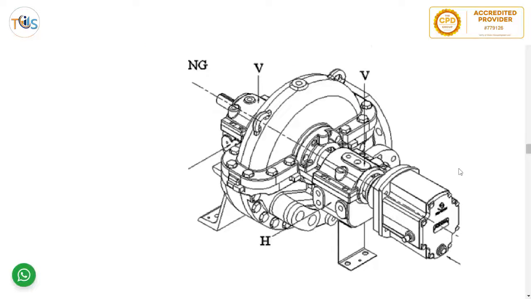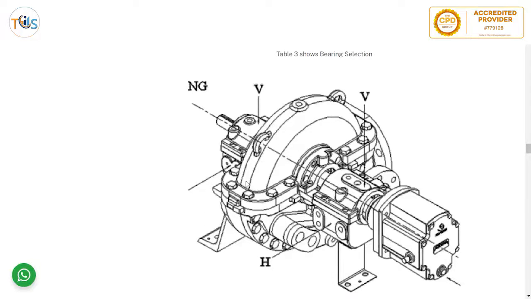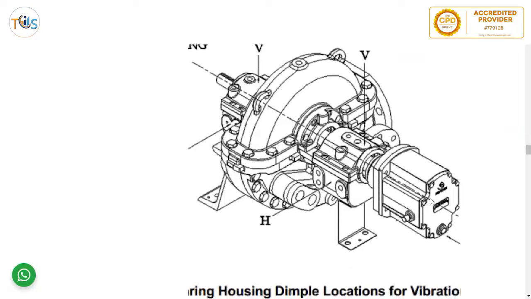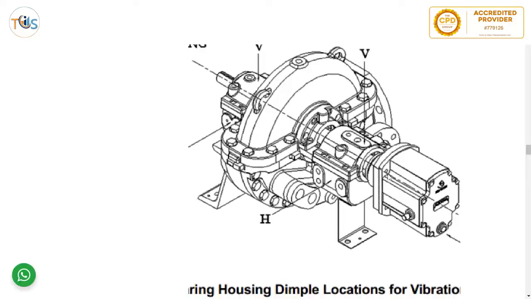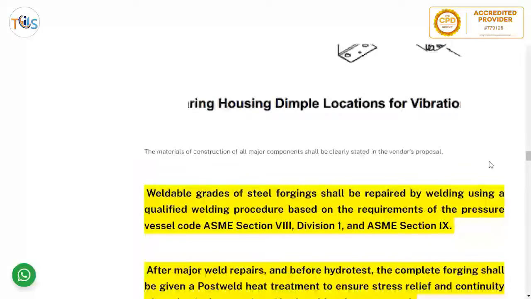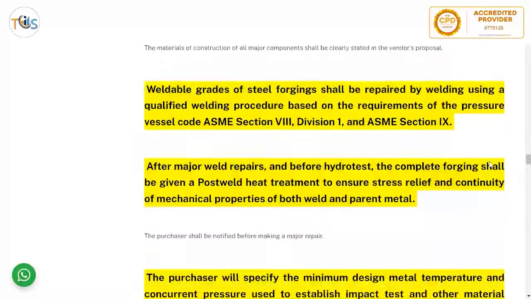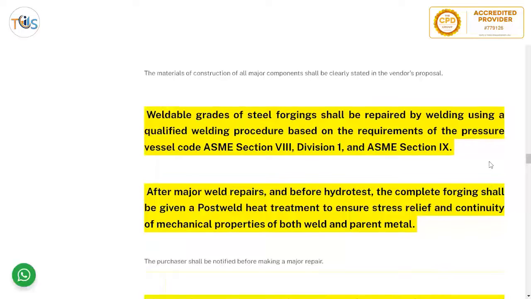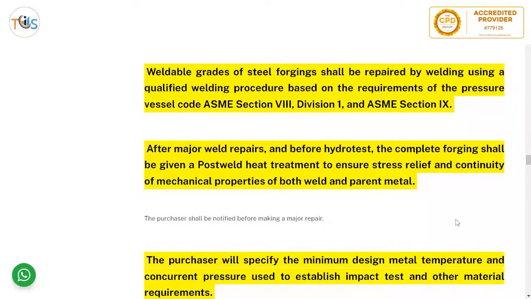Bearing, so here you can see a pump with measurements of the vibration, and there should be a limit on vibration. There are dial indicators here, before and after, both vertical and horizontal, to see that the movement of the pump while working is within limits in the horizontal direction. The material of construction shall be clearly stated in the vendor's proposal.